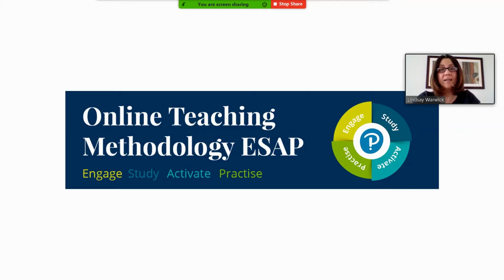Then comes the study stage, and this is where we're going to provide some input for learners. So we're going to provide them with language in context, and we're going to get students to look at the meaning, the form and the pronunciation related to that language. And of course online we're going to do that by using as little TTT as we can. So we need to keep teacher talking time to a minimum.